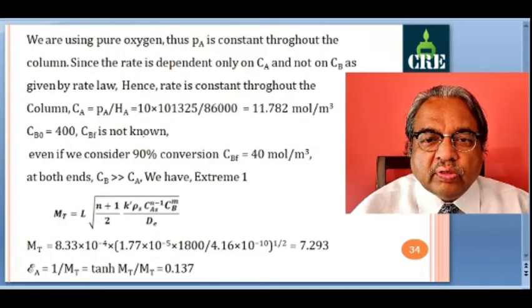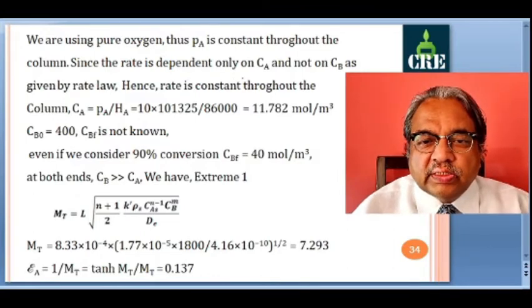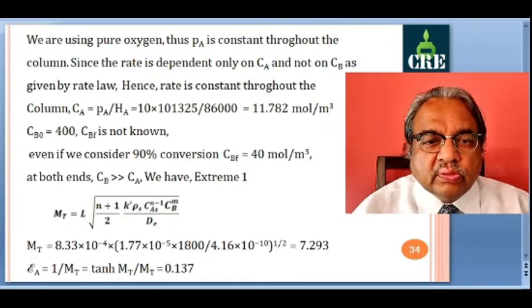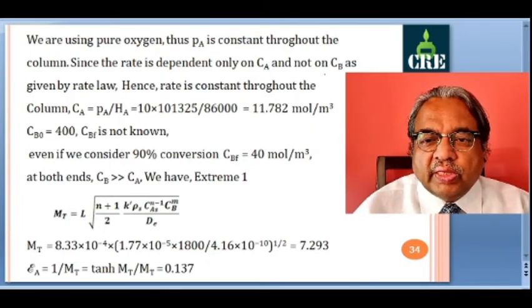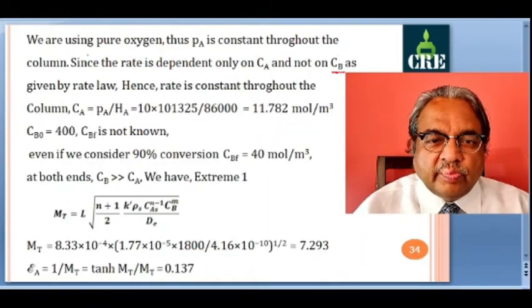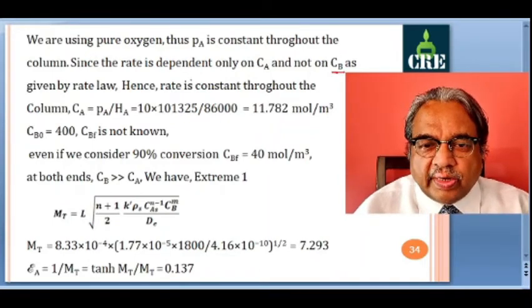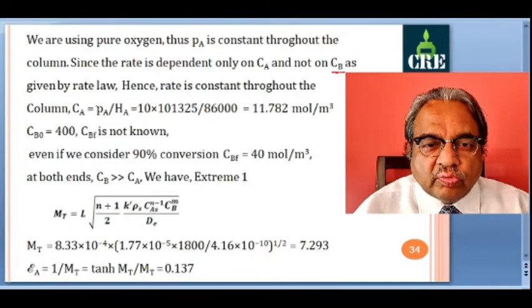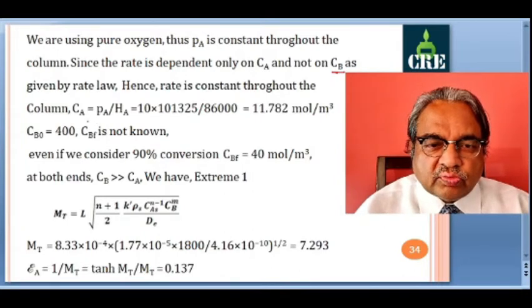So here pure oxygen is used, so Pa is constant throughout the column. Since the rate is dependent only on Ca and not on Cb, as given by the rate law, it is Cb raised to 0, independent of Cb. The rate is constant throughout the column because it is dependent on Ca. Ca is constant, so rate is also constant.